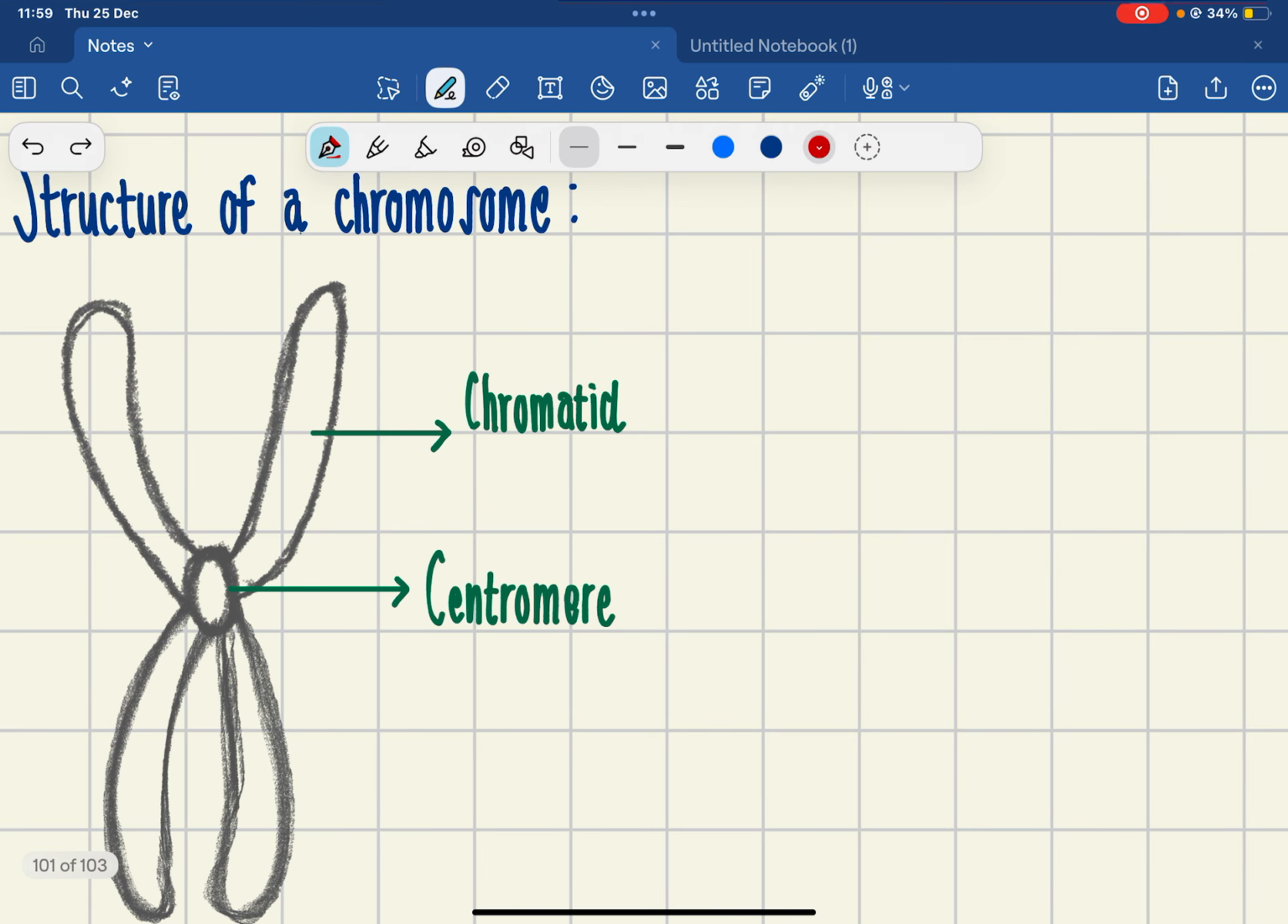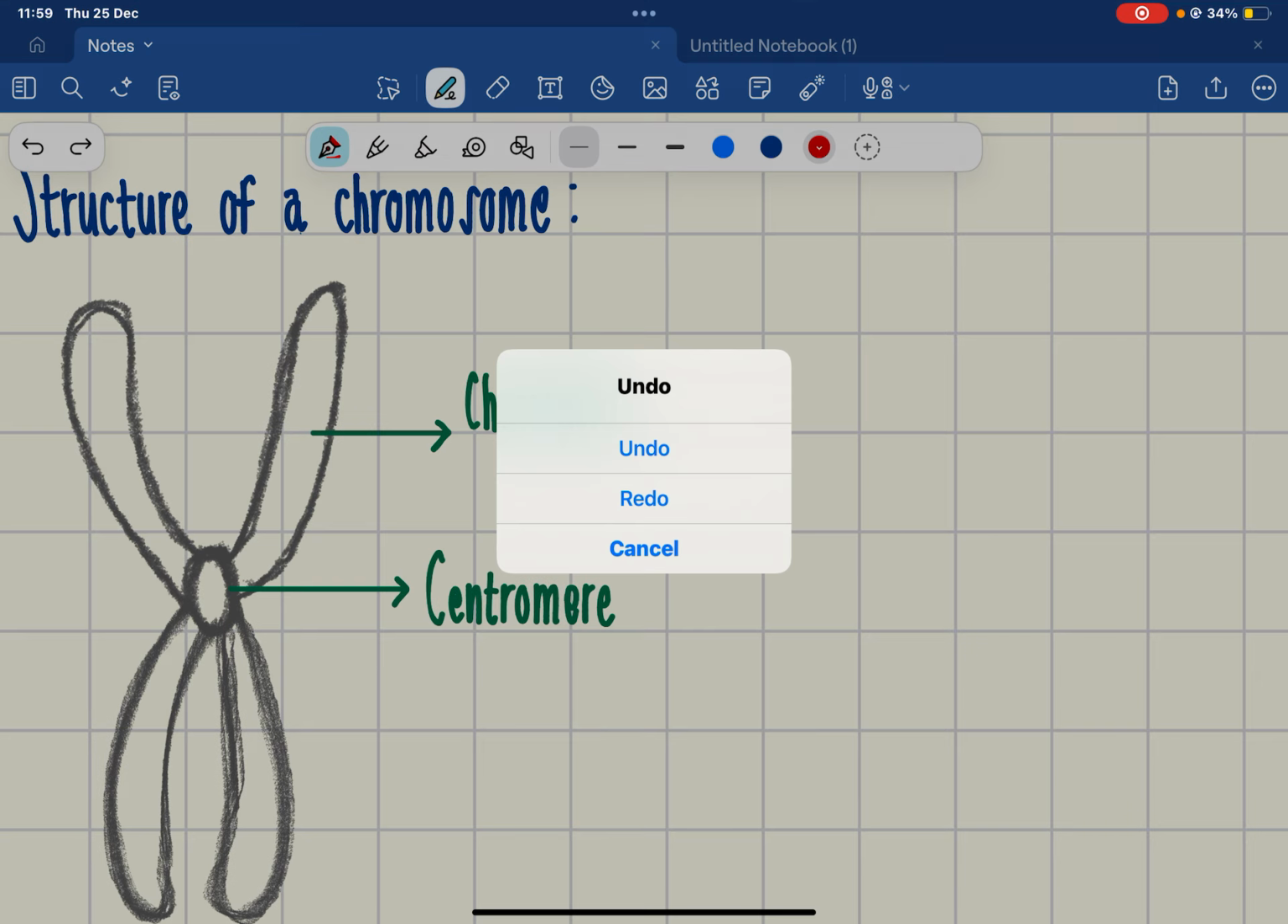It's very important for us to then look at the structure of a chromosome. What is a chromosome? If you can quickly recall from the last session that we had, we did say that a chromosome is a long thread-like structure that comprises DNA wrapped around proteins called histones. A chromosome is very important because it contains the genetic material of the cell, which is hereditary.